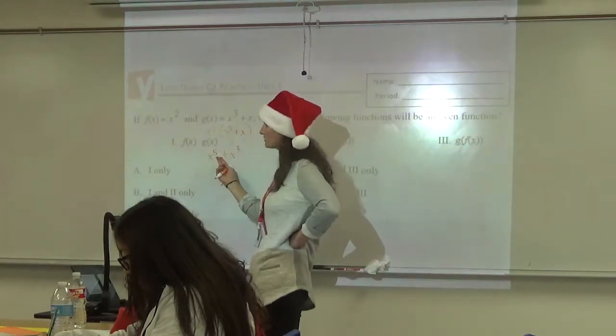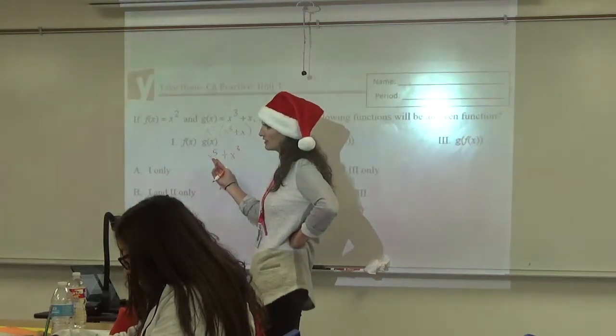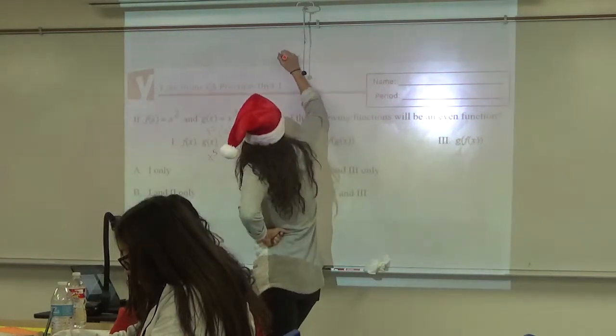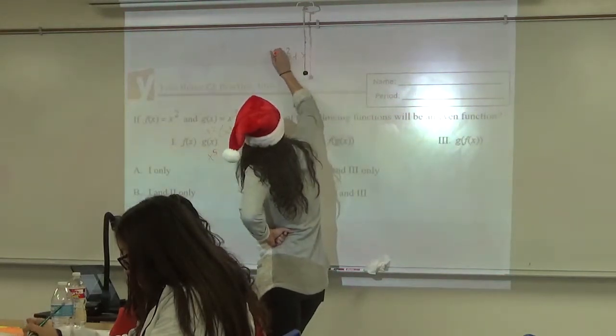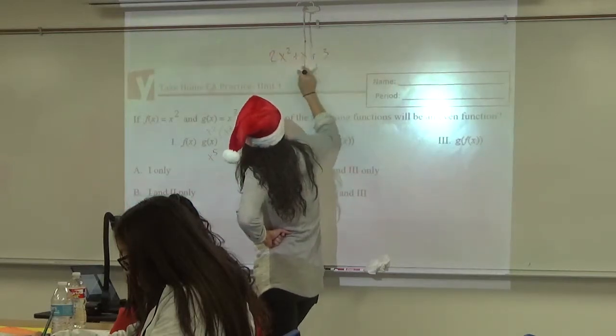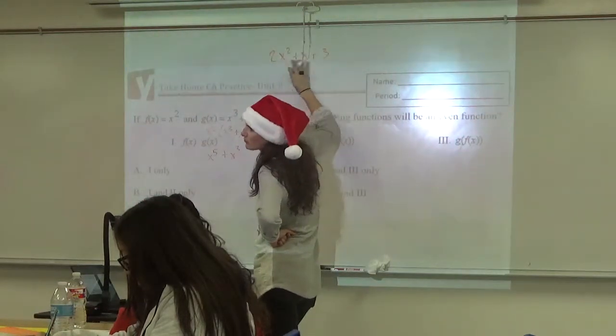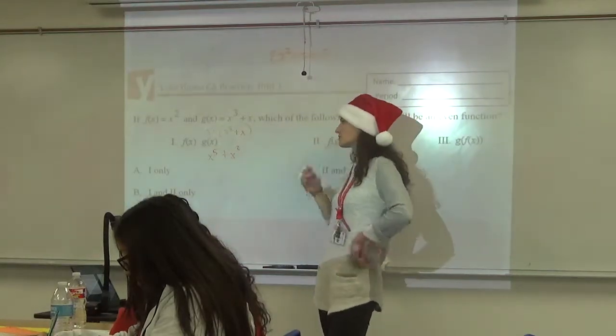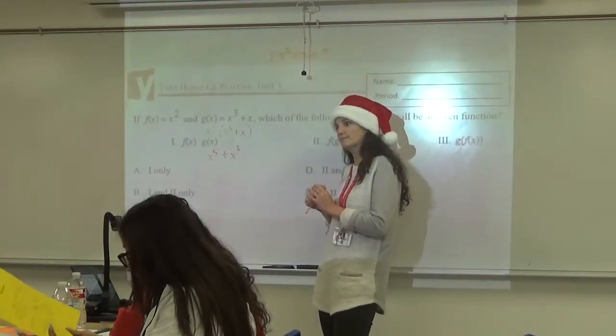Can you add these together like that? Can you add x to the fifth and x cubed? Think about it: can I add x squared plus x? If I have 2x squared plus x plus 3, can I add those two together? They're not like terms, right? So these are stuck like this, so I can't put them together. They're stuck like that, and right now, what are they?